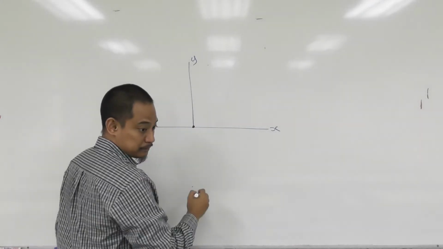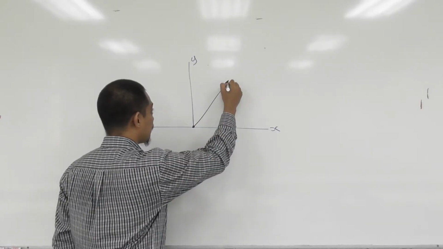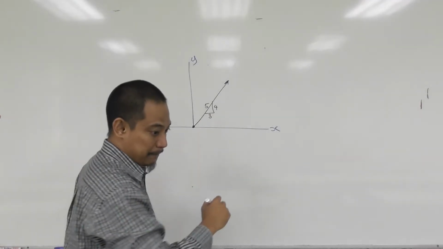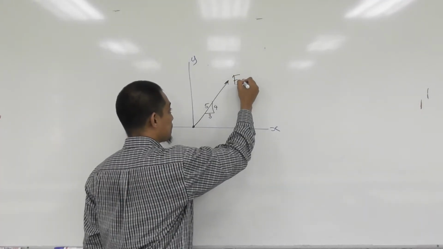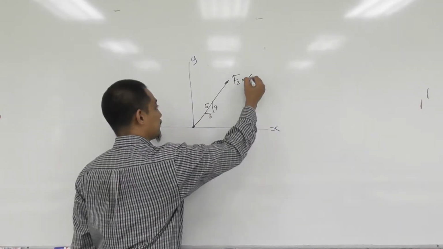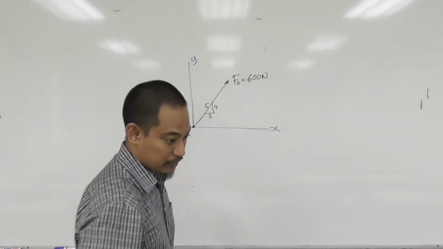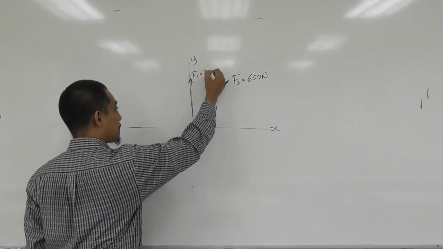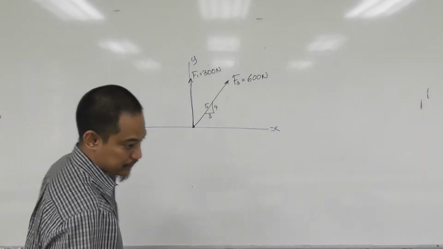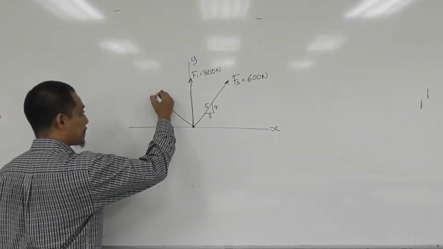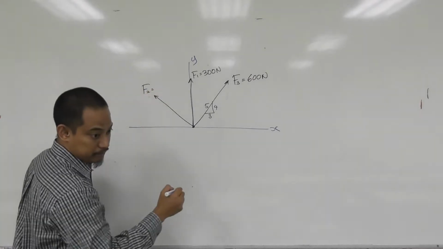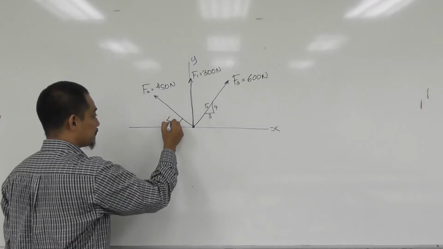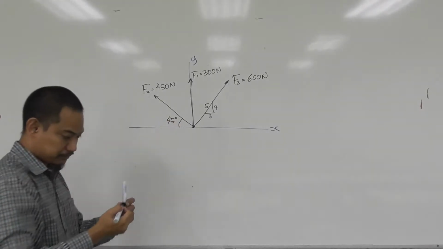Acting on this point, we have the angle with 3, 4, 5, and then this is F3, 600 Newton. F1 is 300, and then F2 is 450 Newton, at this angle of 45 degrees.